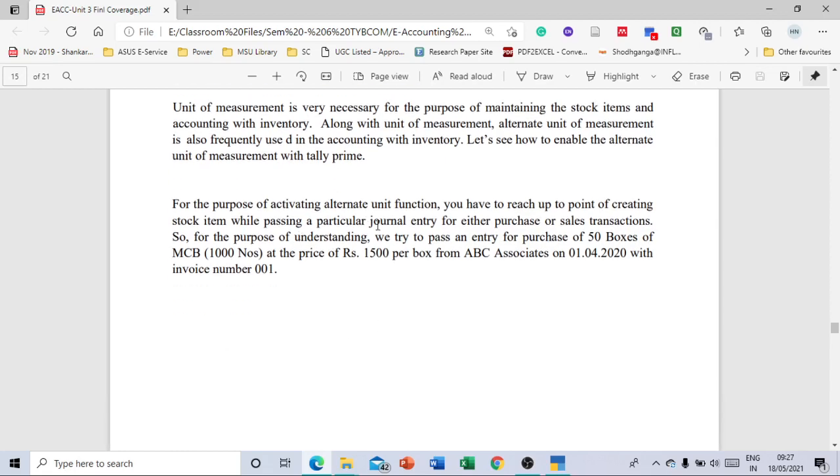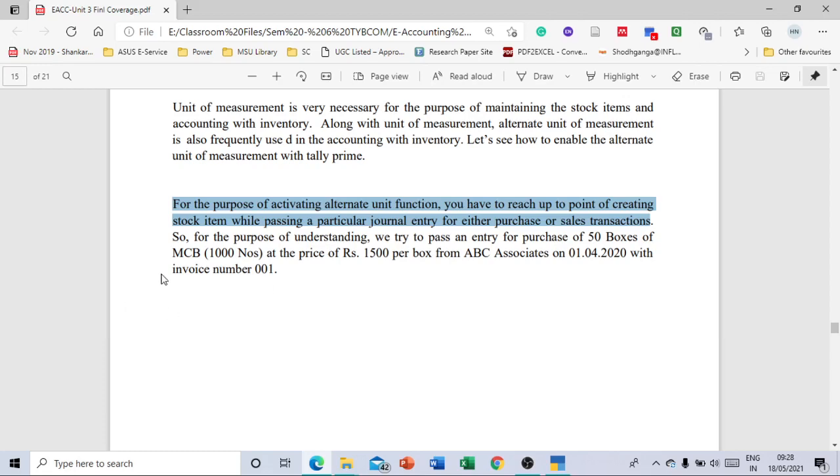Now, for the purpose of activating the alternate unit function, you have to reach up to the point of creating a stock item while passing a particular journal entry for either a purchase or sales transaction. Please try to read this sentence twice because this is a very important line. Whenever you are trying to activate the alternate unit function in Tally Prime, first of all, you have to reach a certain point. And what is that point?